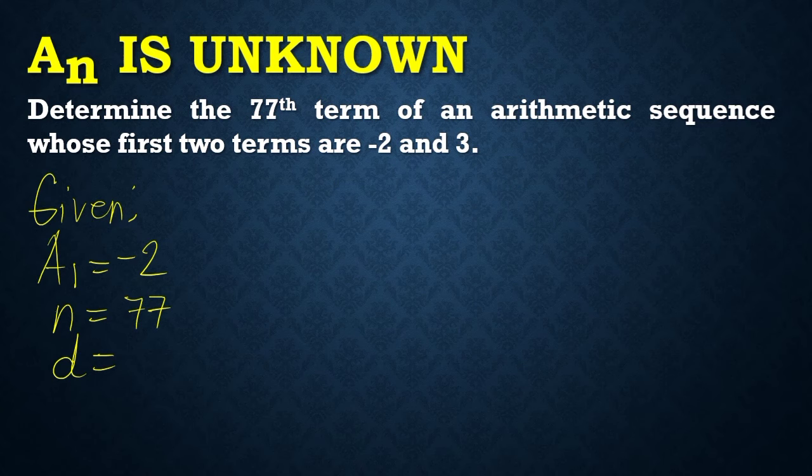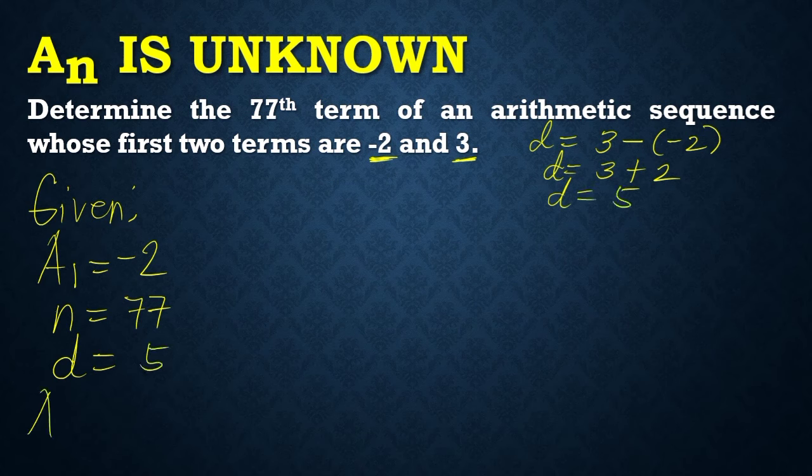Negative 2 and 3 are the first two terms of the given arithmetic sequence. So, what we will do is subtract negative 2 from 3. D is equal to 3 plus 2. Again, when subtracting integers with unlike signs, we always change the sign of the subtrahend. So, D is equal to 5. The common difference is 5.